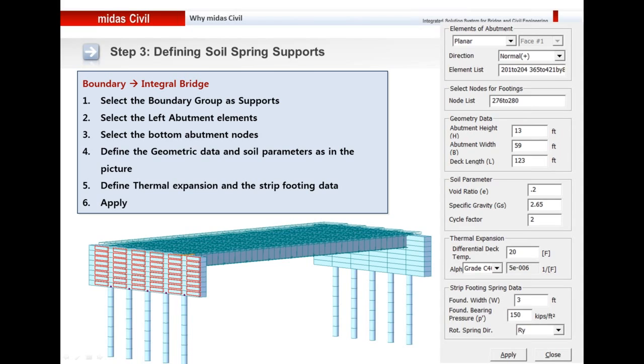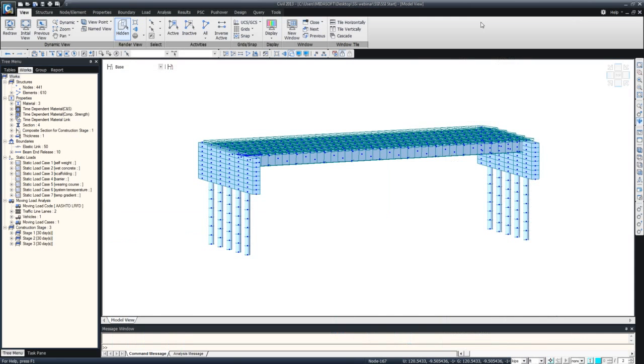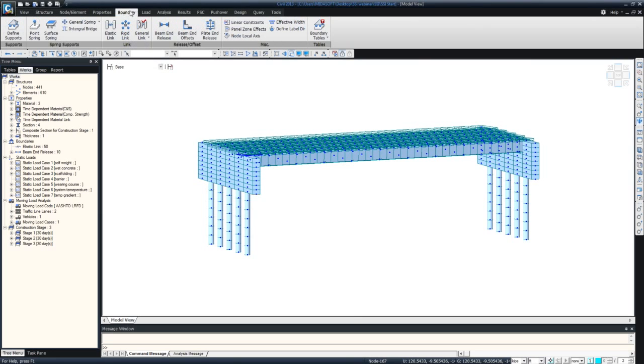So once again, for those who are following me, please open Midas Civil and open this particular model. It says SSI start, and then we will define the soil supports. So first of all, to make any modifications, you need to go to the base stage, and then you can define the soil supports. Okay, so to define the soil supports, first I'll go to boundary integral bridges.